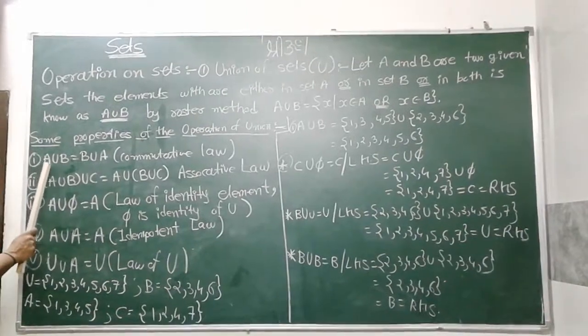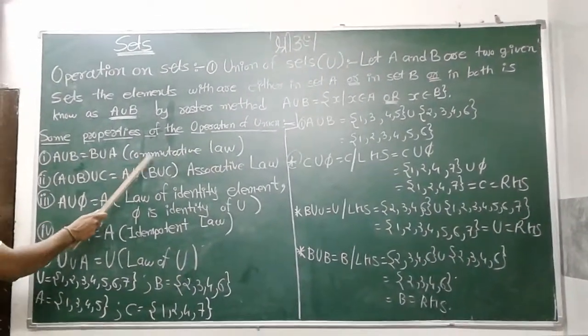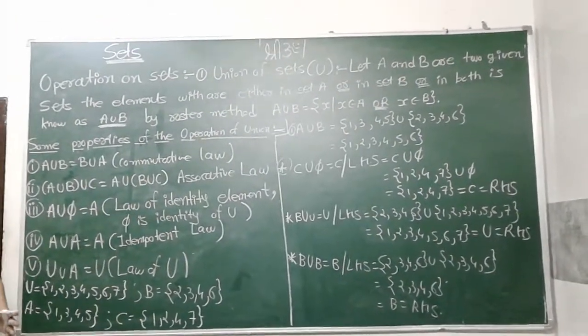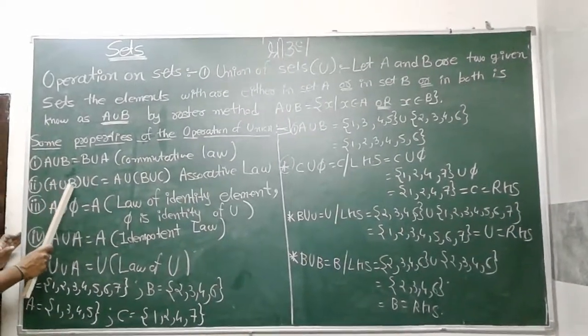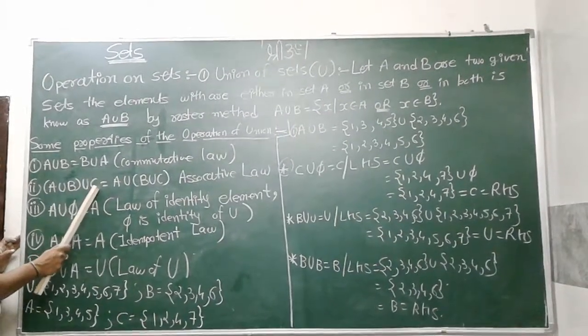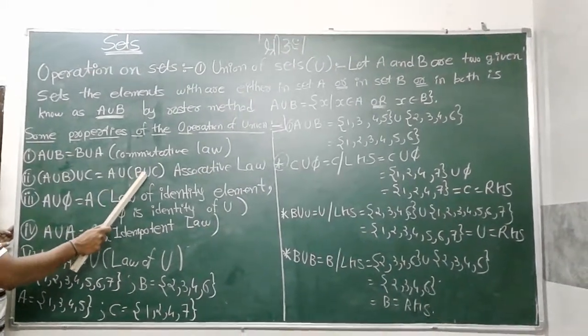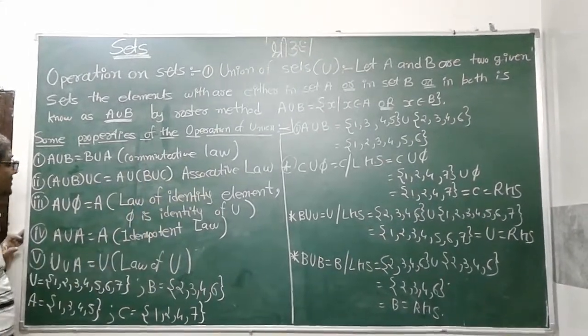So A union B is equal to B union A, which means here again order is not a consideration. If you take A first or B first, that is known as the commutative law. Associative law means we need three sets. So we take (A union B) union C is equal to A union (B union C). That is known as the associative law.